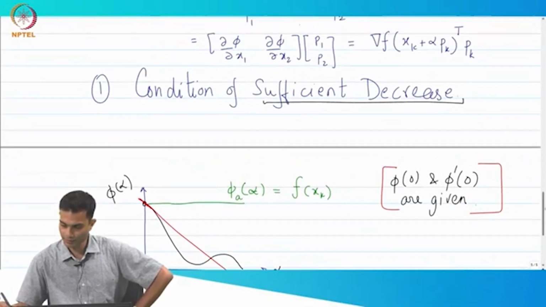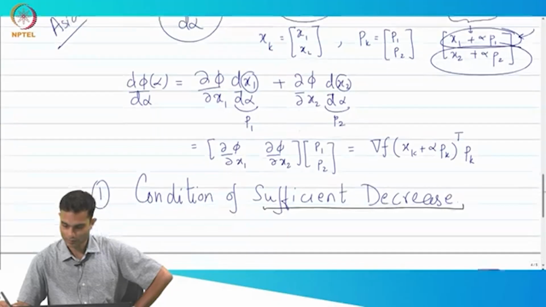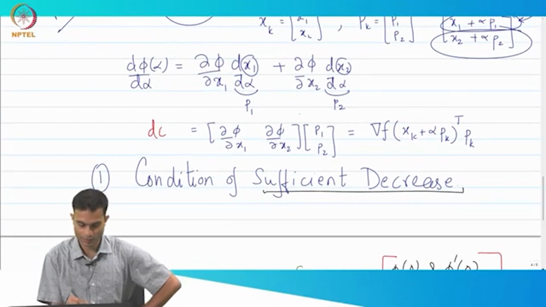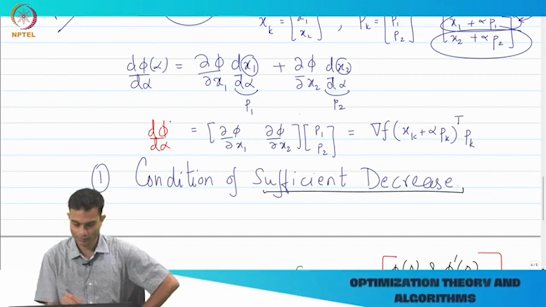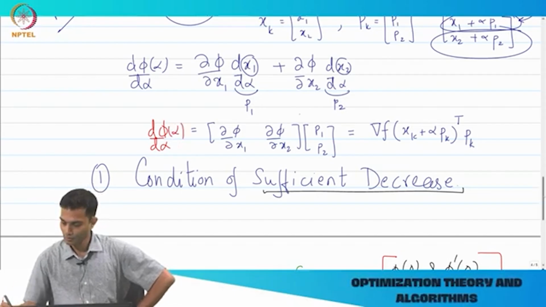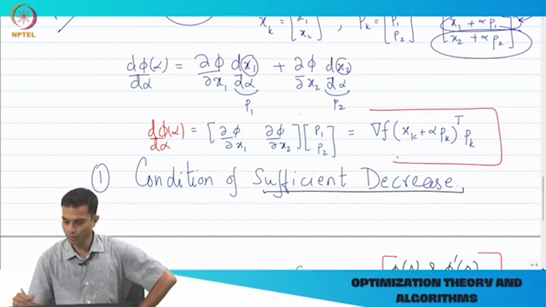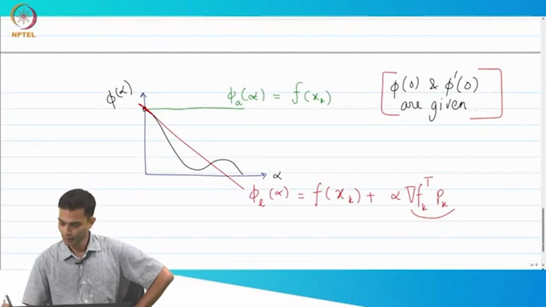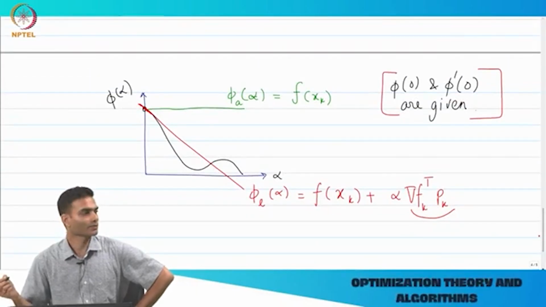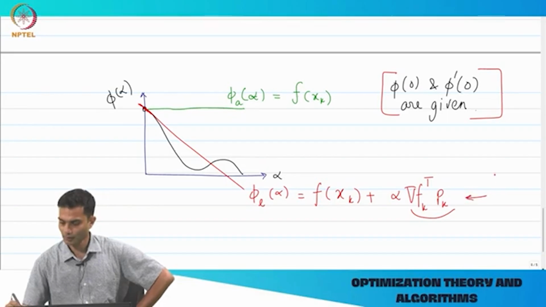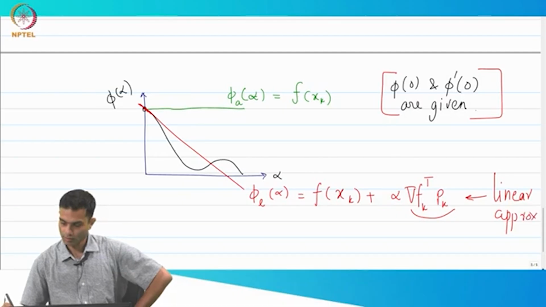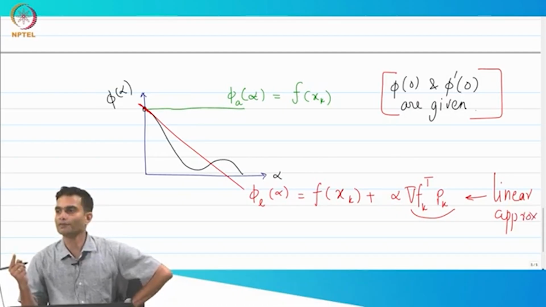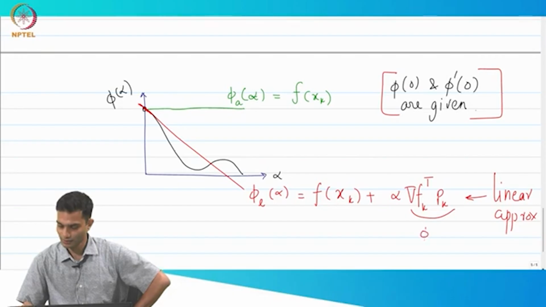What is this term over here? If you just scroll up over here, yeah, this is d phi by d alpha of alpha. So look at this expression over here. If I put alpha equal to 0, what will I get? Grad fk transpose pk. What do I have over here? Grad fk transpose pk. So this is nothing but the linear approximation which I can construct because you have only given me phi 0 and phi prime 0, right. This is phi prime 0.